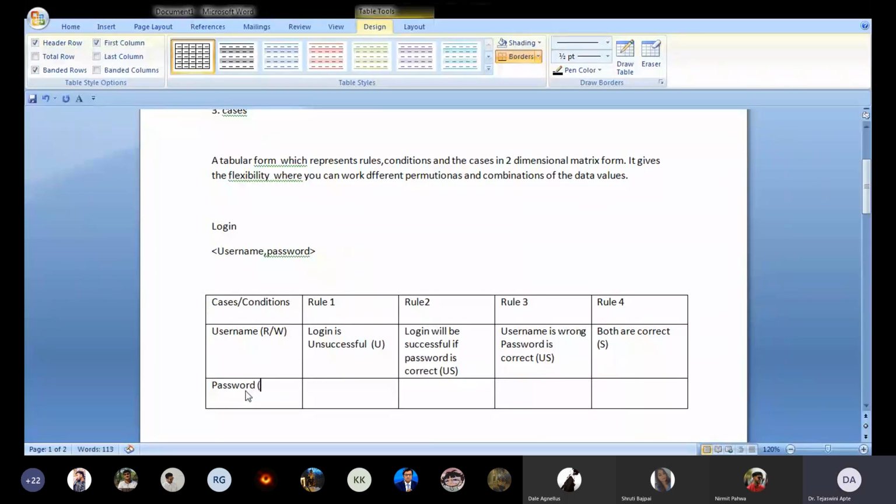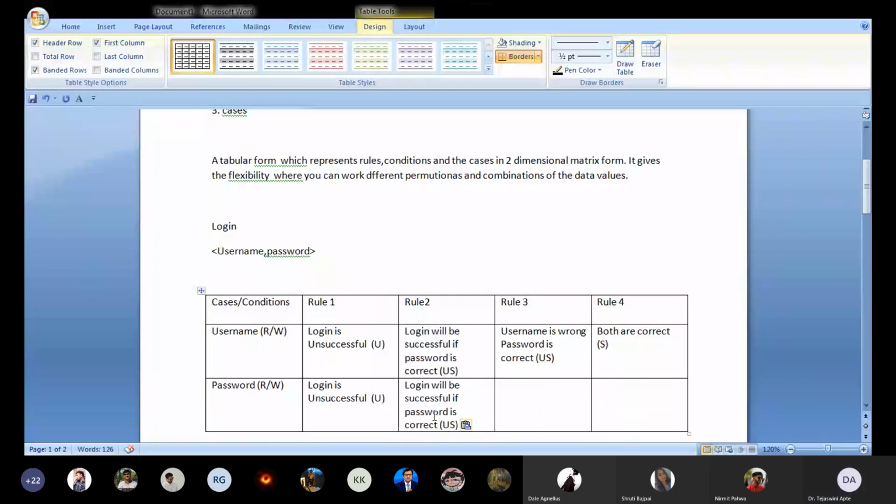Here, I'm going to check first the password and then the username. So for one, login is unsuccessful. For two, login will be successful if username is correct. Are you getting all the participants?